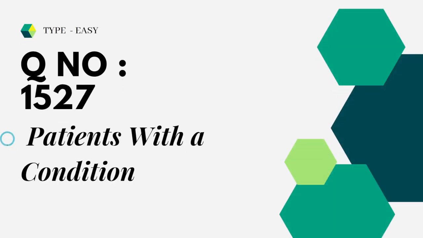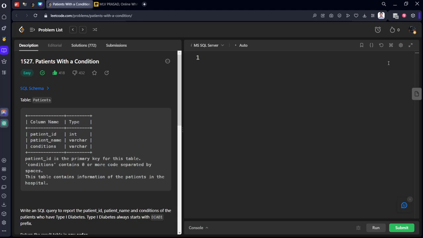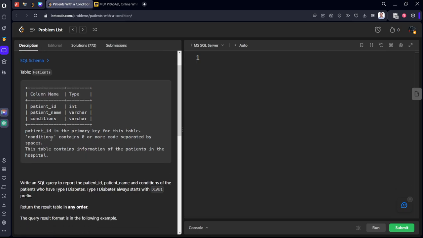Let's dive into the question of today. It is Patients with a Condition, question number 1521, type easy. Let's go to LeetCode. Yeah, Patients with a Condition. They have given a table called Patients: patient ID, patient name, condition. Patient ID is the primary key for this table. Condition contains whether they are okay.